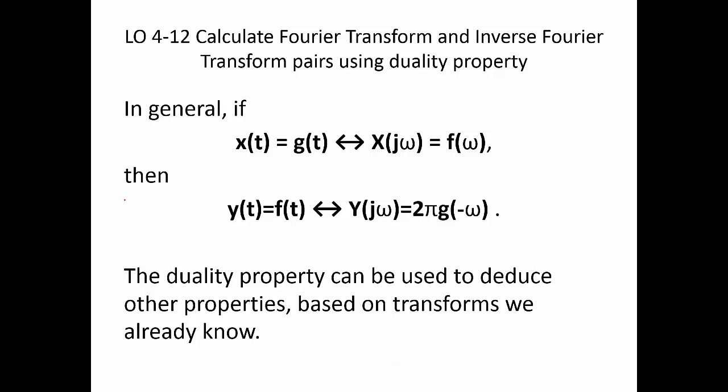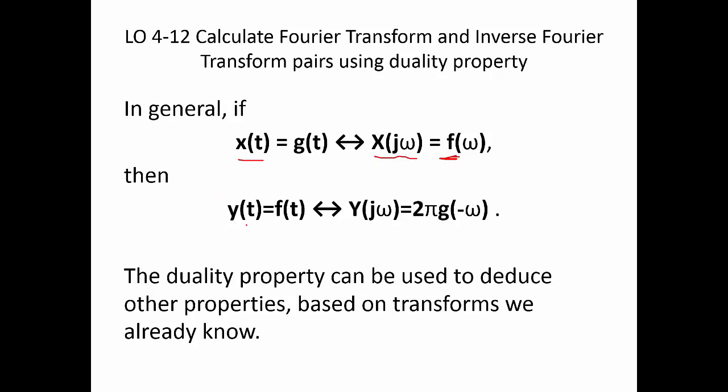So in general, look at what your x of t signal is and call it some function g. G stands for the form of the equation. Is it an exponential? Is it a sinusoid? Is it a constant? Is it linear? And we know that that x of t is going to have a pair that's going to be an x of j omega, and that's going to have some functional form also. We're going to call that functional form f.